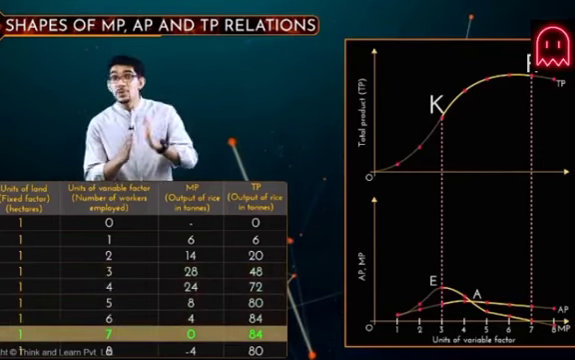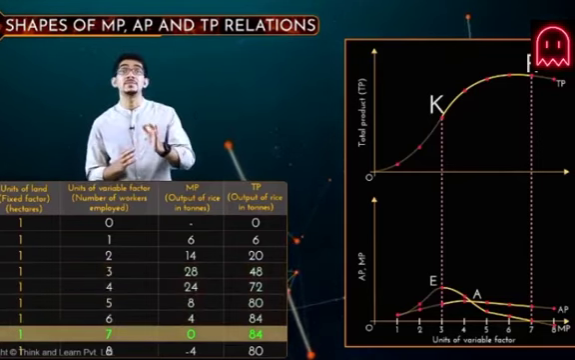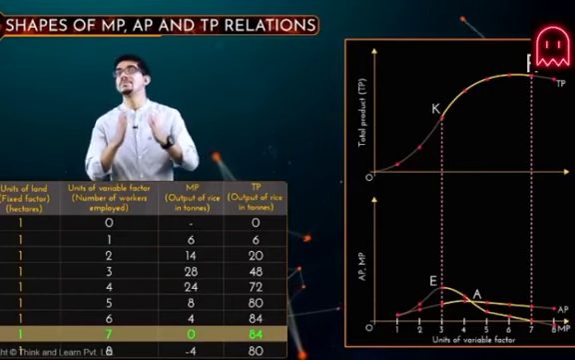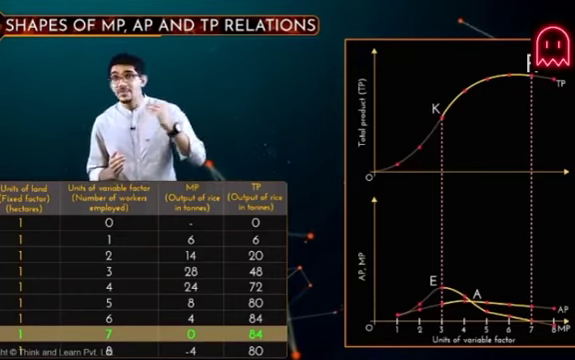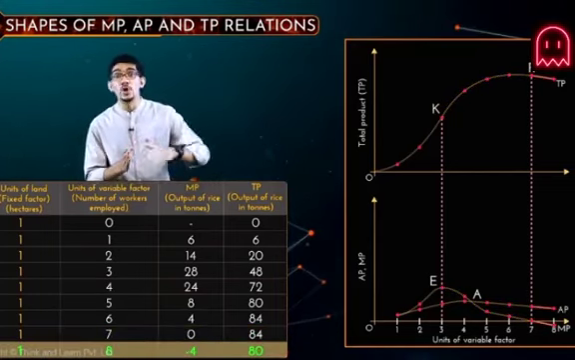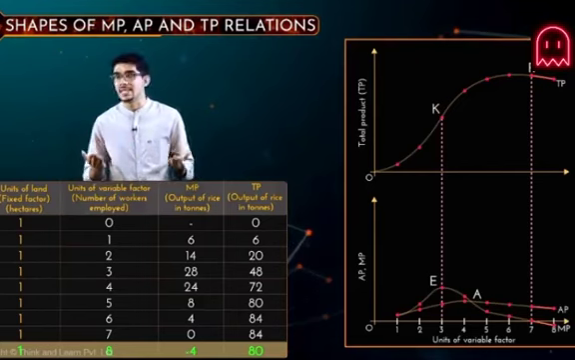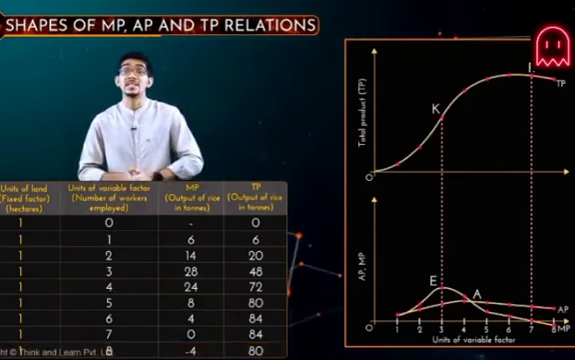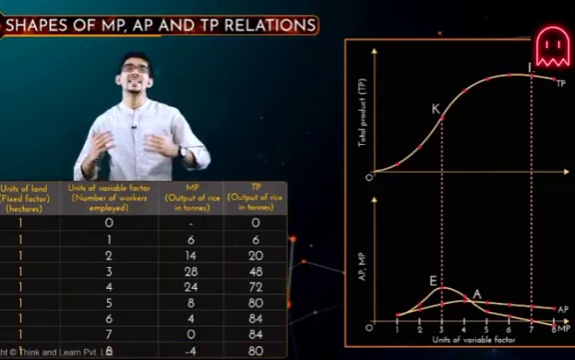When 7 units of labor are employed, MP becomes equal to 0. Accordingly, at the point R, TP is maximum. Beyond 7 units of labor, MP actually becomes negative. And accordingly, beyond R, TP starts declining. Now, based on this, we can make some observations about the relationship between TP and MP.